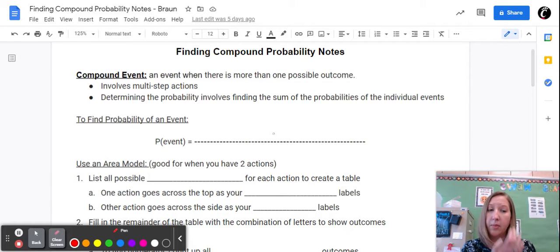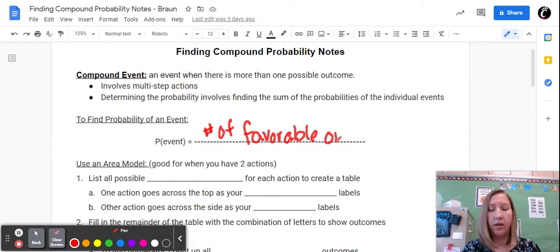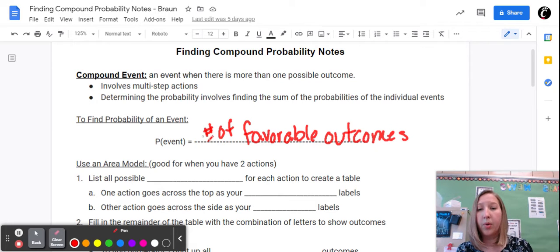So just to remind you, to find probability of an event, just in general finding probability or theoretical probability, we are going to look at the number of favorable outcomes over the number of possible outcomes.